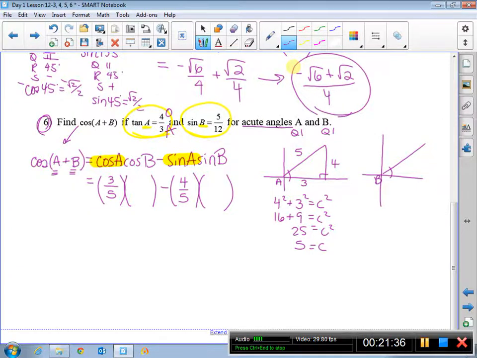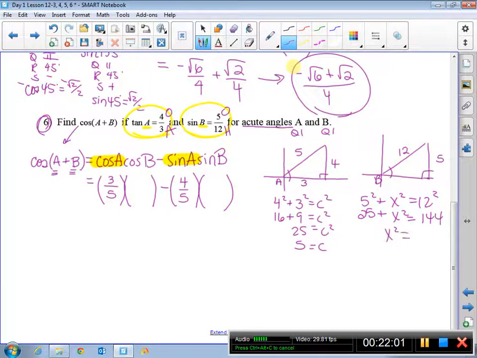That looks a little more straight. There we go. Angle B, we know the opposite is 5 and the hypotenuse is 12. And so 5 squared plus whatever the other side is. We got 25, 144, subtract, that gives us 119. Not pretty numbers, but we can deal with it. So this side is the square root of 119, the adjacent side.